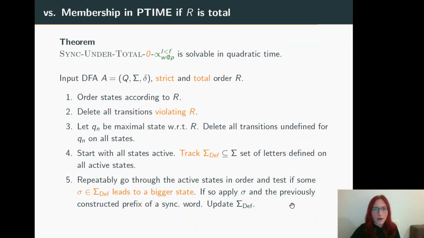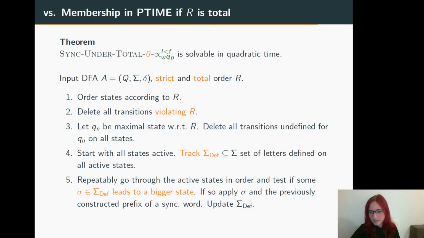Then we come to the main part of our algorithm, that is that we repeatedly track the subset of input letters which are defined on all active states. And then we go through all the active states in order and test whether one of these defined input letters leads to a bigger state. If so, then we apply this input letter, and we also apply the previously constructed prefix of a synchronizing word. And we will end up finally with a singleton set of active states and a synchronizing word if and only if one exists.